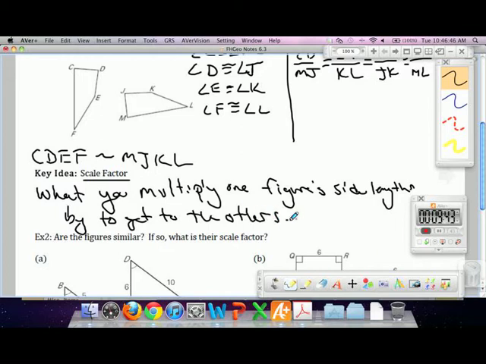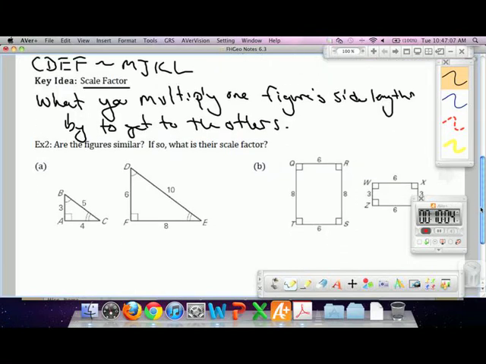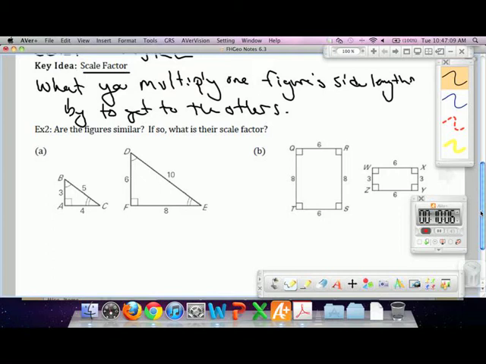Now, you've seen scale factors on maps before. It's the same game here. So if I want to ask you what the scale factor is to go from one figure to the other, that's asking you what do I have to multiply any length on this side by to get to its corresponding side of the other. To calculate that, it's actually not so bad.